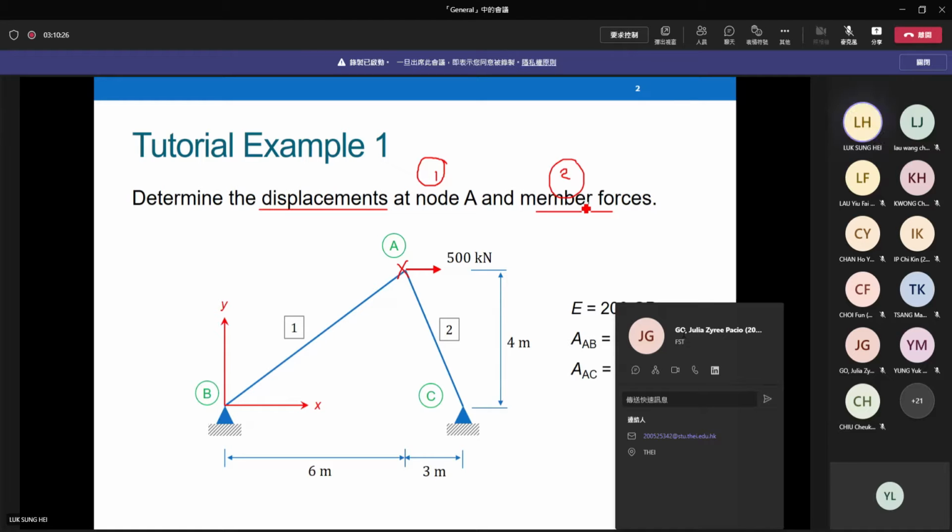The elastic modulus is 200 GPa. The cross-sectional area for member AB is 6,000, for member AC 8,000. This time EA are not symbolic, they are numerical values. You know the geometry of the structure, so using the geometry, you can calculate the length of each member. So this one is quite classical.